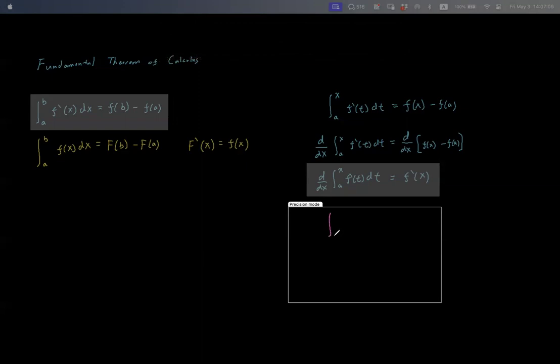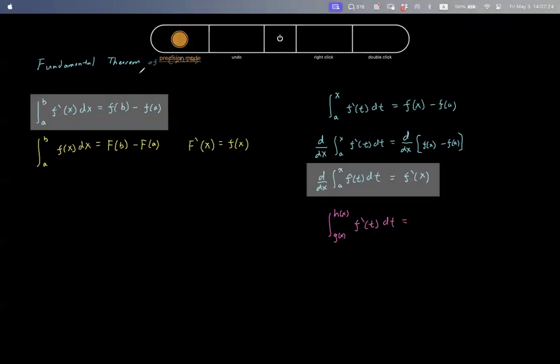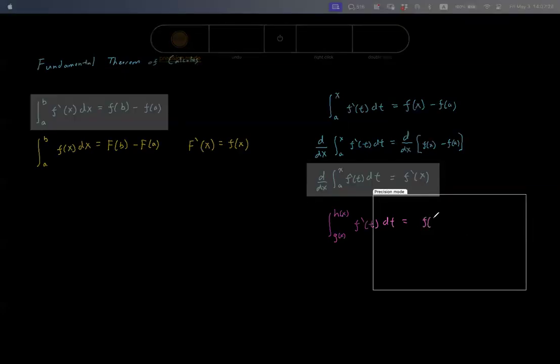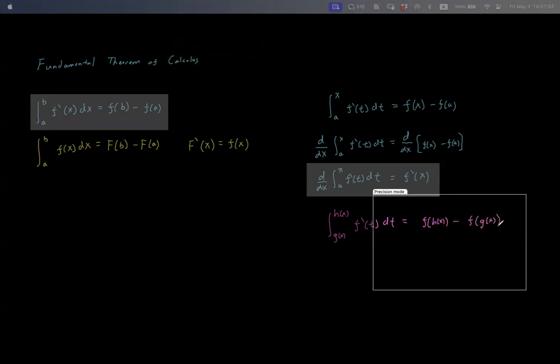They might want to integrate from g of x. So notice in this lower bound, that's actually a function of x, to h of x like that. And of course, they'll still do f prime of t dt. So according to our first rule over here, this is pretty straightforward. This just becomes f of h of x minus f of g of x, just like that.